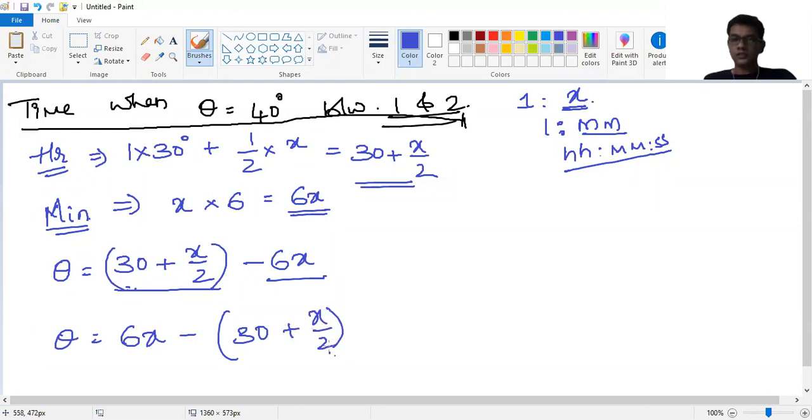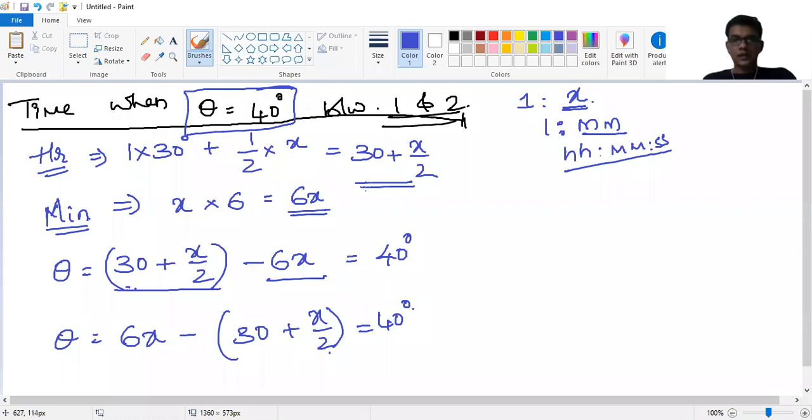Did you understand these two things? Because these are the two most important things. If you understood this, you can understand anything. So I have to take 30 plus x by 2 minus 6x because I do not know which one is bigger. And thus I also need to take 6x minus 30 plus x by 2, because in this case 6x might be bigger. But all I know is the difference between the two angles here should give me 40 degrees, because that's the angle I'm searching for in the question.